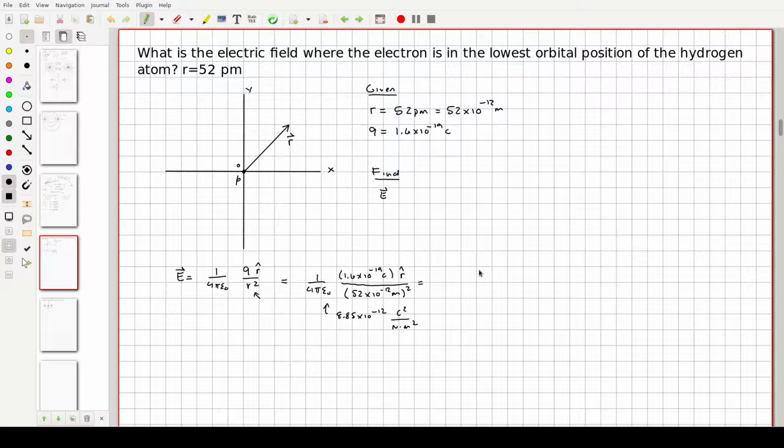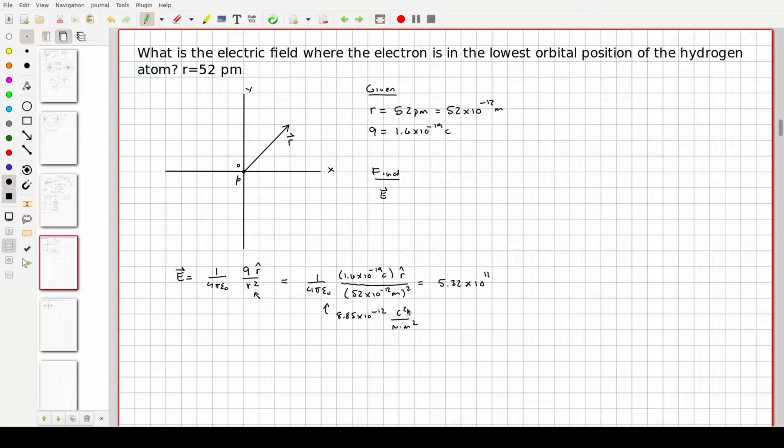And then get the 52 there. And I get 5.32 times 10 to the 11th. Now, let's talk about units here. In the denominator, I have coulombs squared over newton meters squared. Here, I have a coulomb. I have a meter squared. What's going to happen is that this is going to flip up.